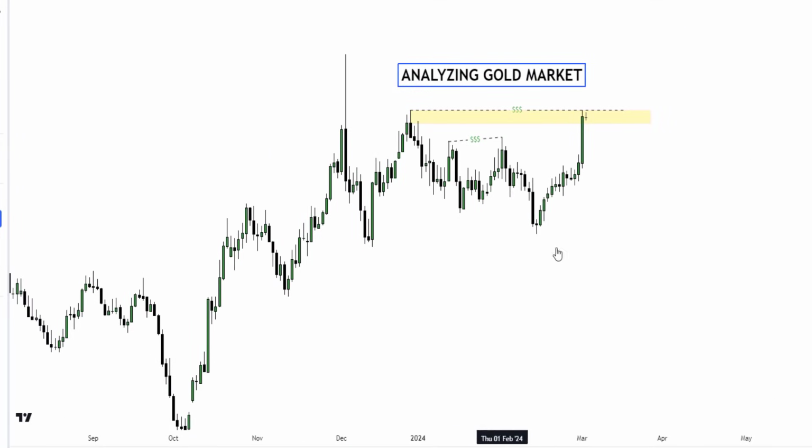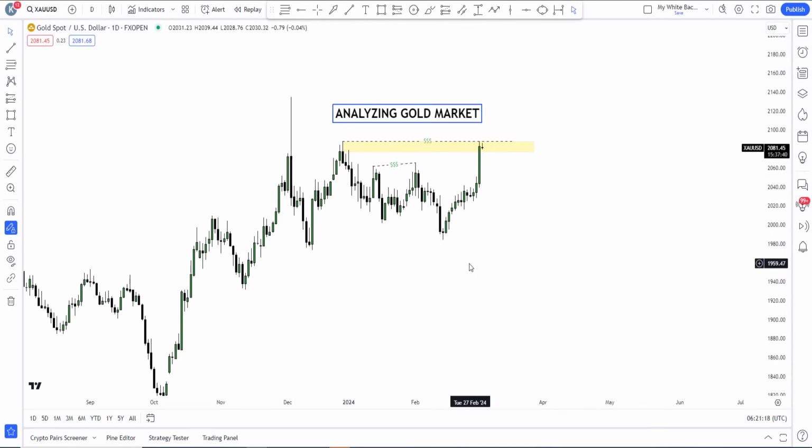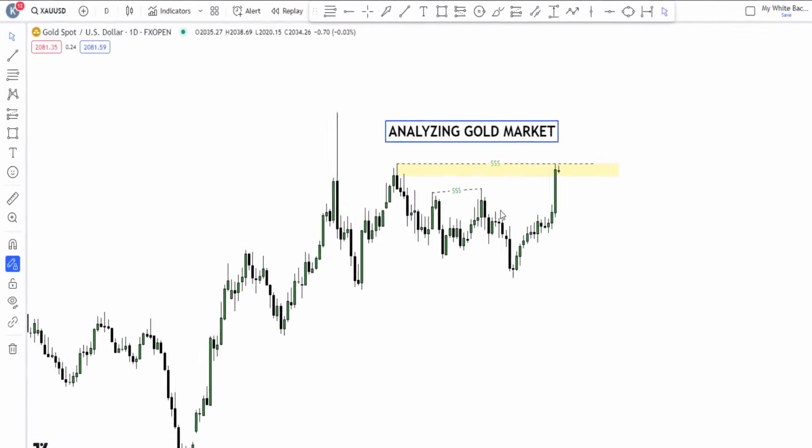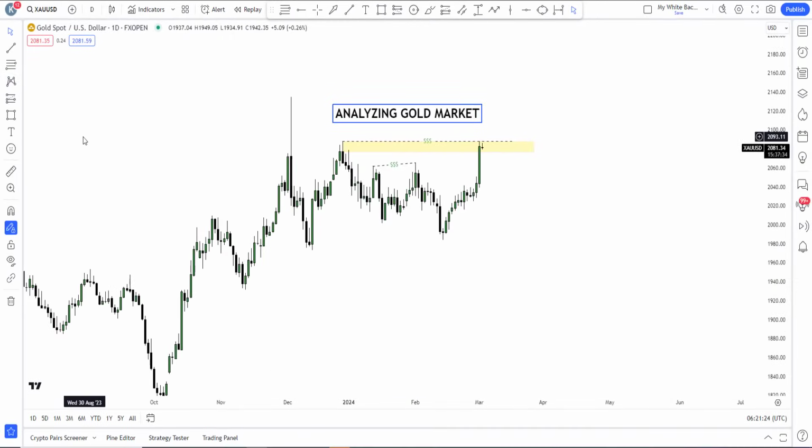So this is gold. Now, do I always need to check the dollar index if I am analyzing gold? Of course. Why? Because gold is paired with the dollar on this particular pair. So you need to watch what is happening on the dollar so that you will be able to accurately predict what is happening on gold. It's as simple as that.